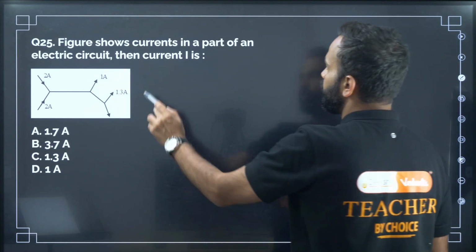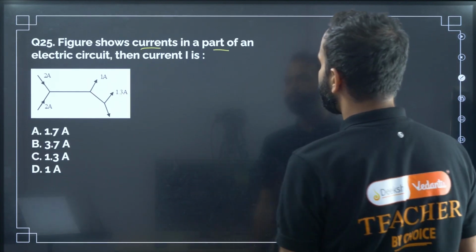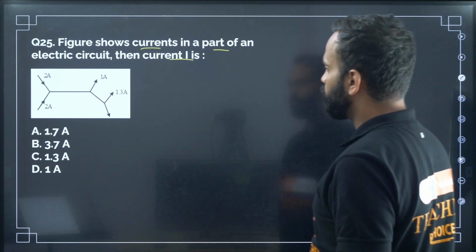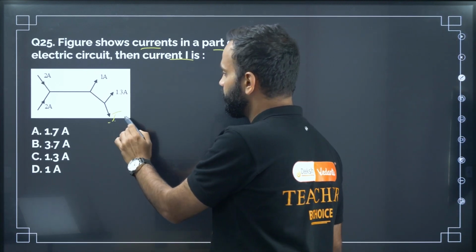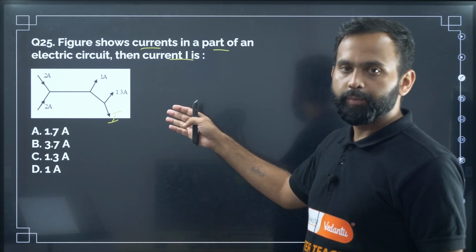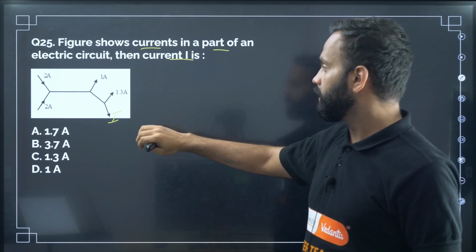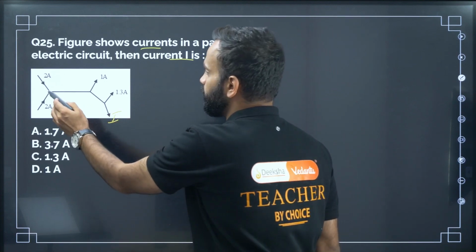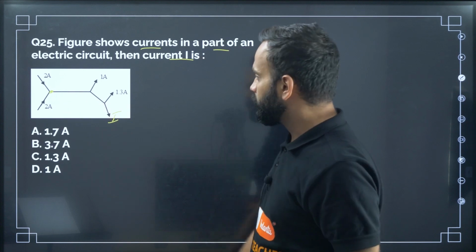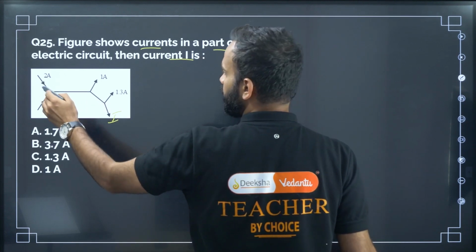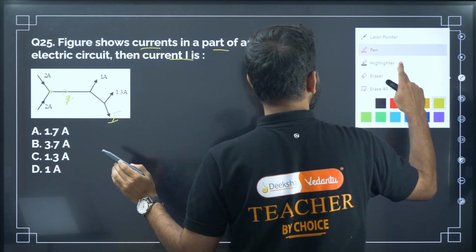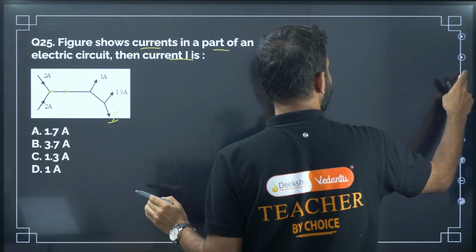Question number 25. Figure shows currents in parts of an electric circuit, then current I is. So we need to find current I, this current, right? So apply KCL, the algebraic sum of the current entering into the junction is equal to that exiting from that junction, right? So here the total current is 4 ampere.